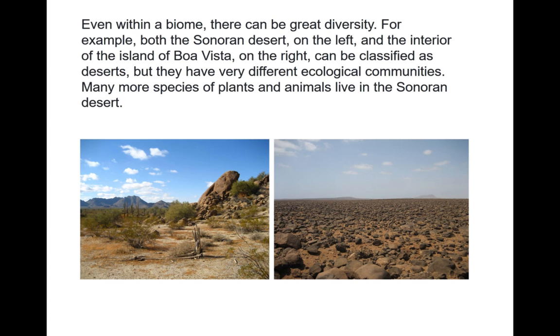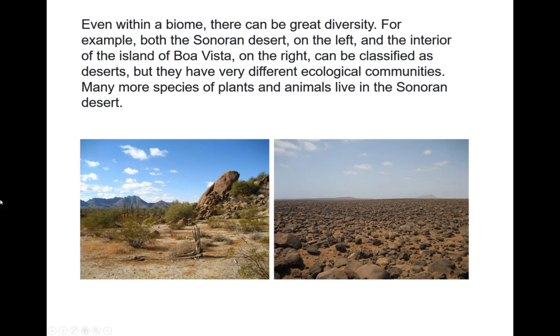Even within a biome, there can be great diversity. For example, both the Sonoran Desert on the left and the interior of the island of Boa Vista, which is somewhere close to Africa, can be classified as desert. The Sonoran Desert is like Arizona. But they have very different ecological communities. Many more species of plants and animals live in the Sonoran Desert.